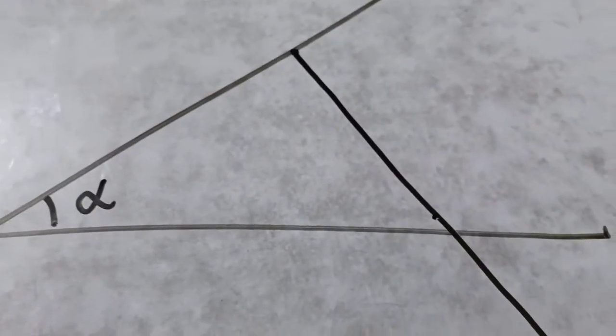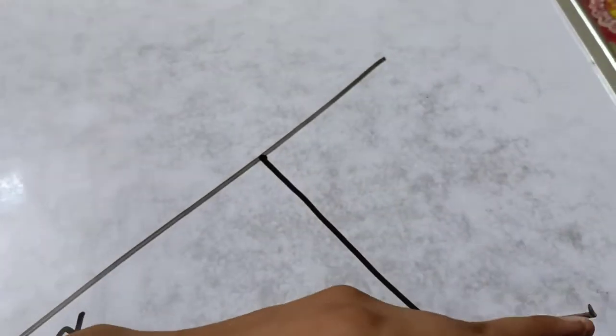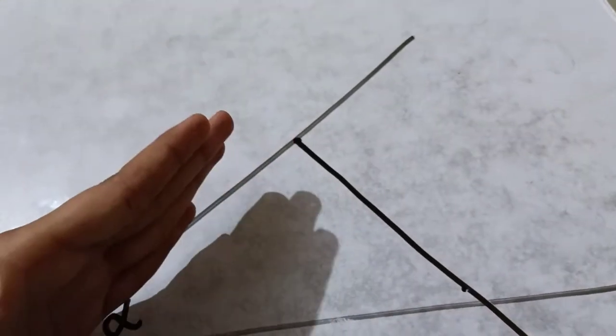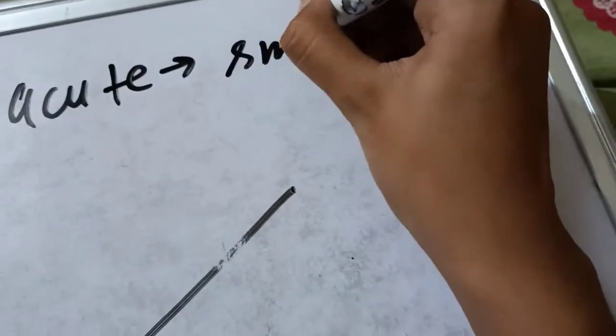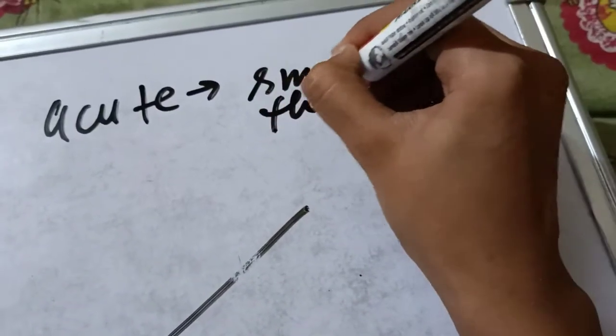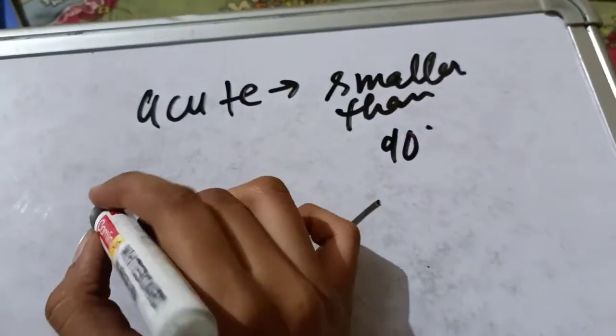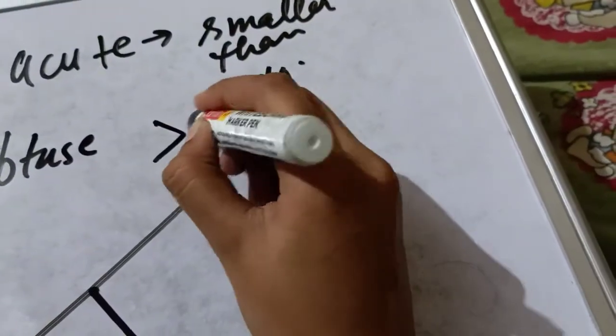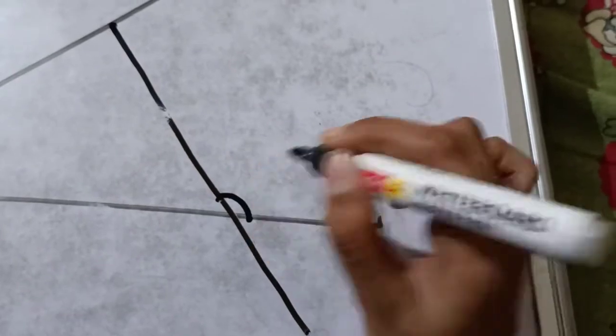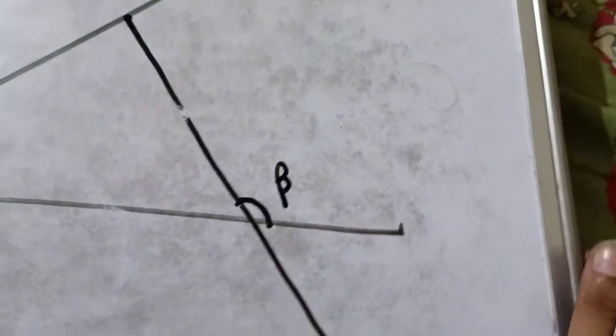As you know, we count the angle from this line like this. Here the angle is acute and here the angle is obtuse. What do acute and obtuse mean? Acute is smaller than 90 degrees and obtuse is greater than 90 degrees. Here the angle is greater than 90 degrees. Let's suppose this is our beta angle.